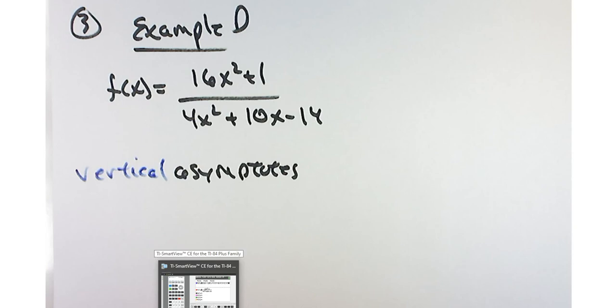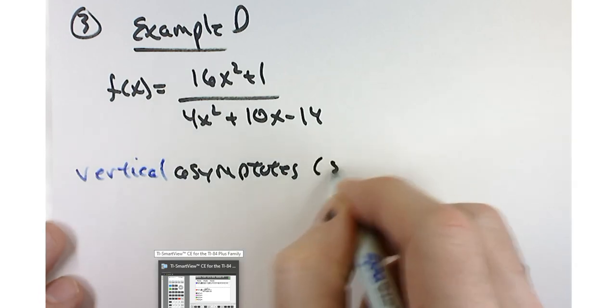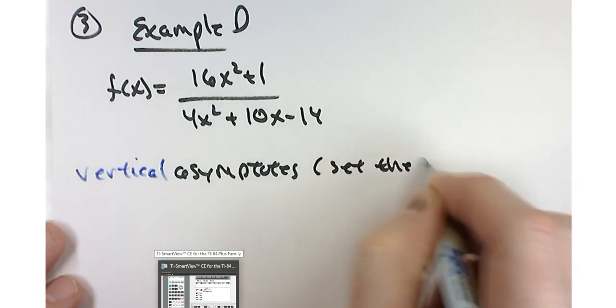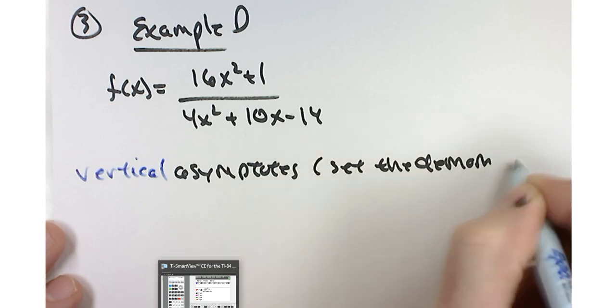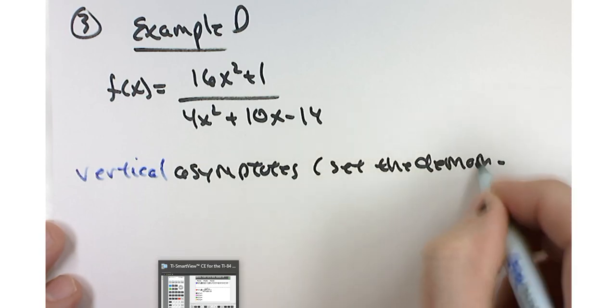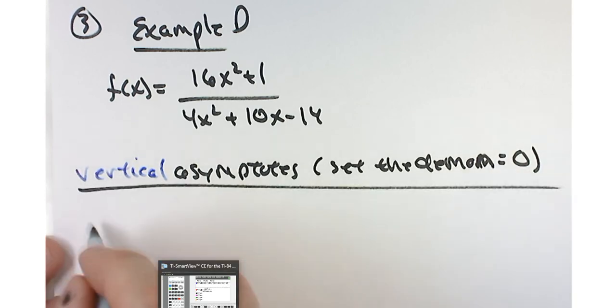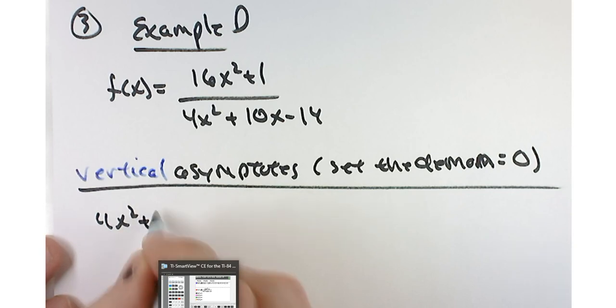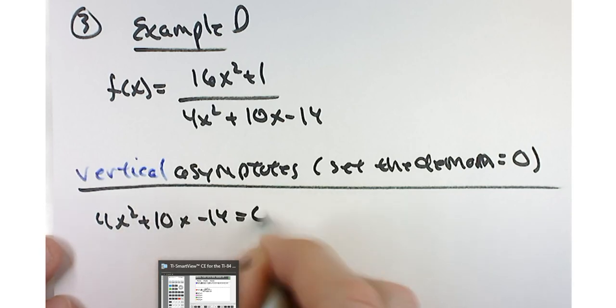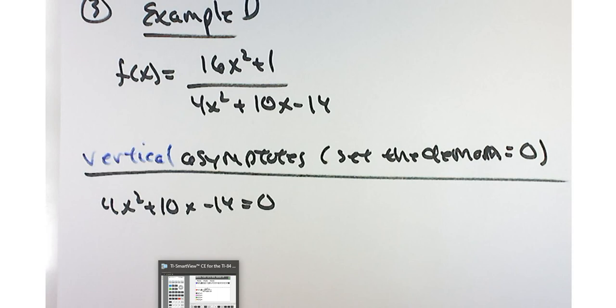So vertical asymptotes, to find those, you're going to set the denominator equal to 0. So that's going to mean 4x squared plus 10x minus 14 equals 0. Personally, if you ask me to solve this one, there's something that I would do before I really got down to the business of solving. Can anyone suggest what that might be?